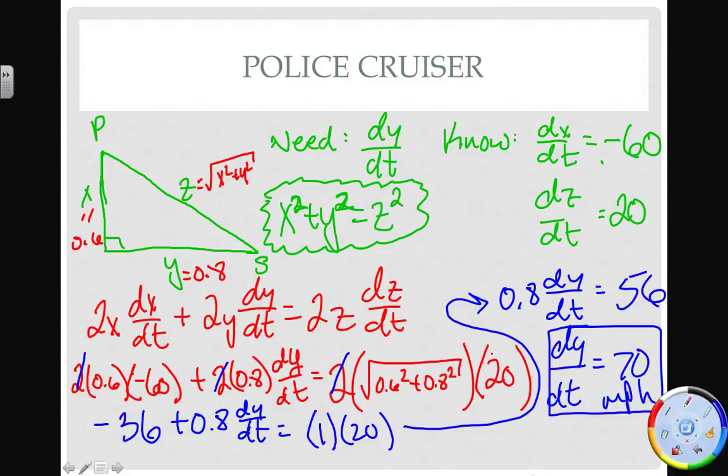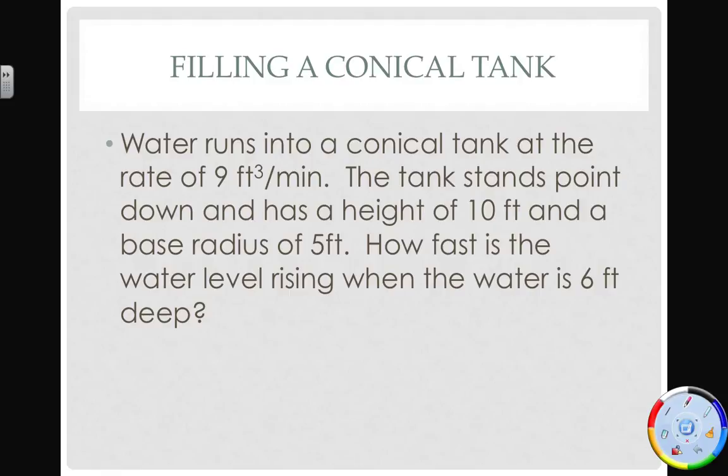All right, last problem for this particular lesson. Every year when I wasn't teaching calculus, I always had somebody come and ask me how to do this problem. These conical tanks. Okay, this is not comical tanks, conical tanks. So it's a cone.